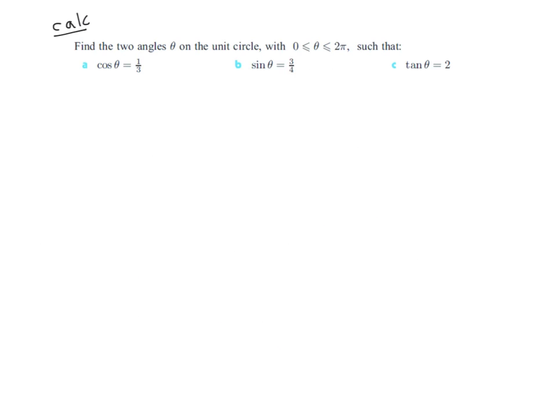Using a calculator, find two angles theta on a unit circle between the angles 0 to 2 pi. Since we are talking about the angles in radians, make sure to go to your calculator and see if your mode is in radian. Cosine of theta is equal to 1 over 3. So cosine of some kind of angle returns the value of 1 over 3. So if we find the inverse of 1 over 3, we'll get an angle.